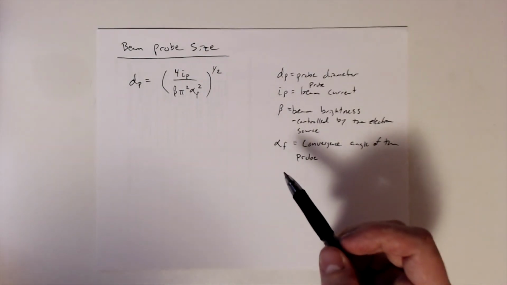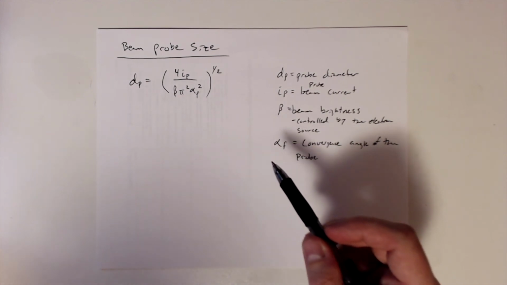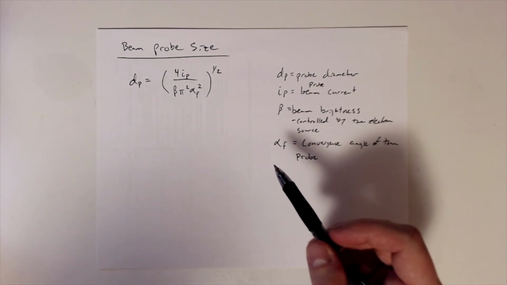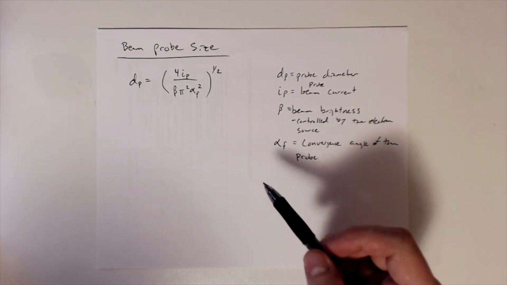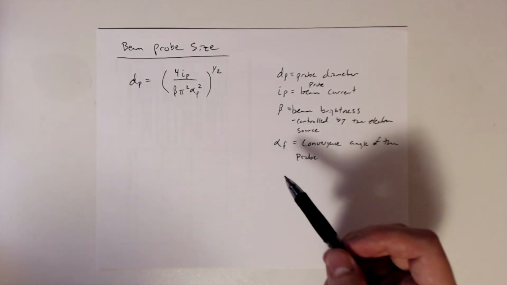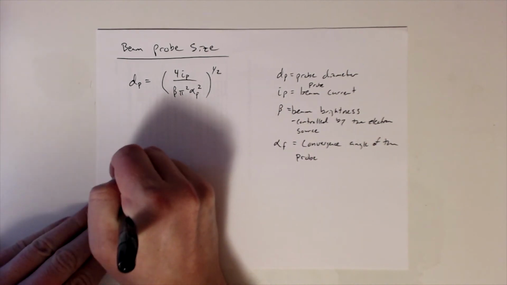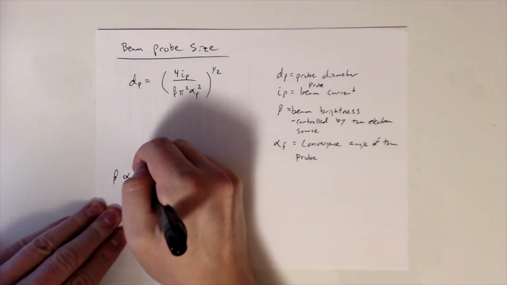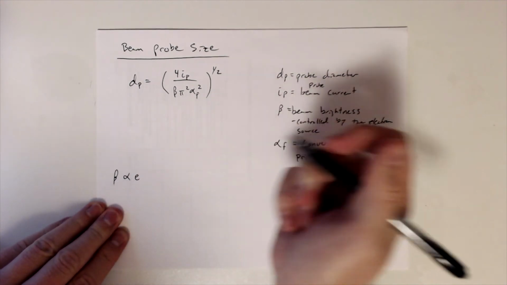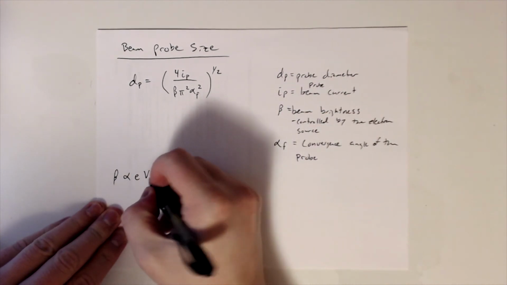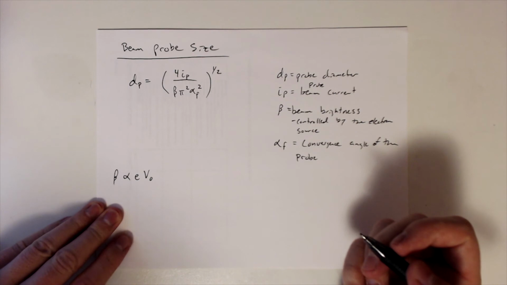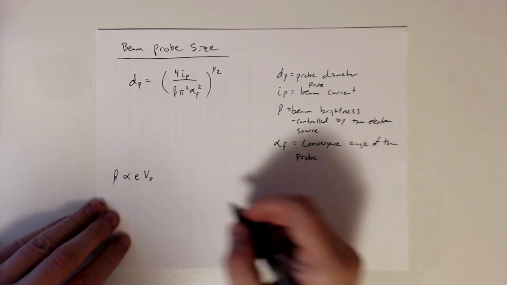All right, so we saw from the previous table on the slides that the field emission gun has the highest brightness, followed by LaB6 and the tungsten filament. But also the beam brightness, beta, is proportional to the charge of an electron multiplied by the accelerating voltage.